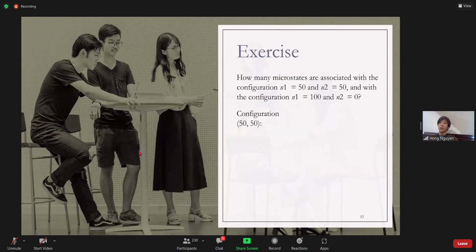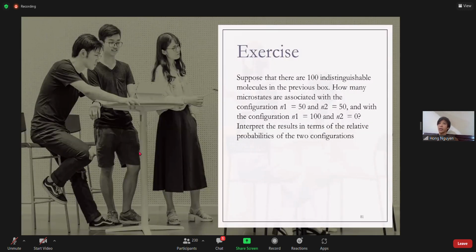Before we go to the second part of the lesson today, we can do this small exercise. Now we suppose that there are 100 molecules in our previous box, and these 100 molecules are also indistinguishable. Please try to calculate the number of microstates associated with the configuration half-half, so we find half of the molecules in one half of the box and half of the molecules in the other half. And we compare with the configuration where all 100 of our molecules are found in one half, and in the other half we have nothing. We try to calculate it.